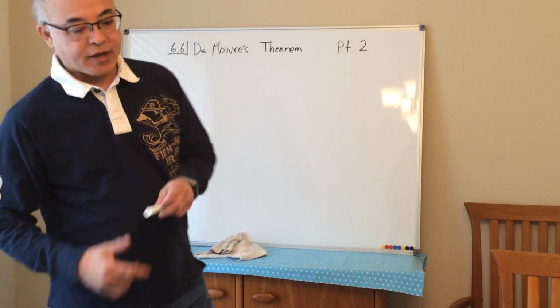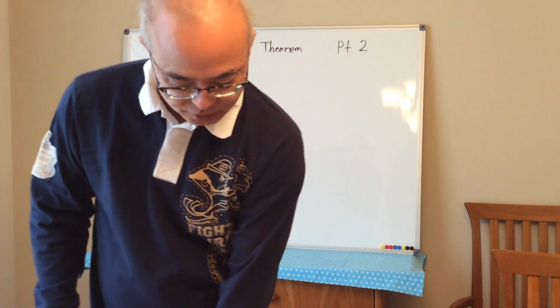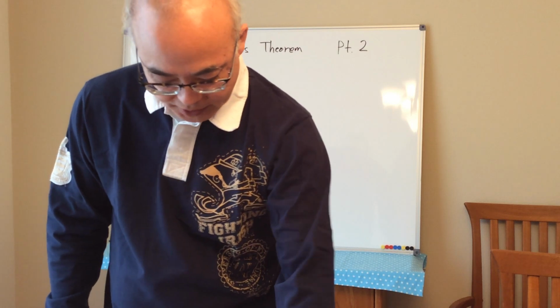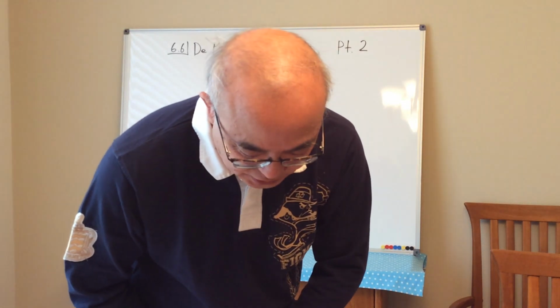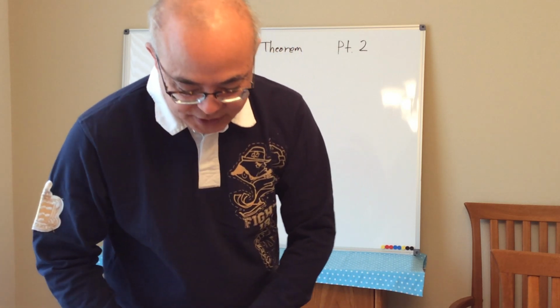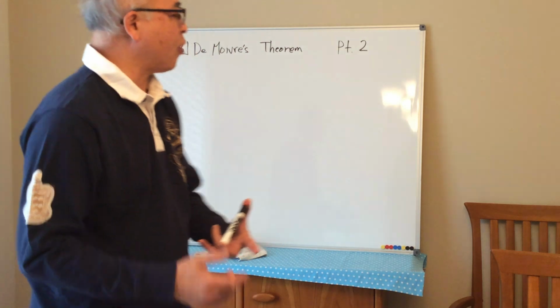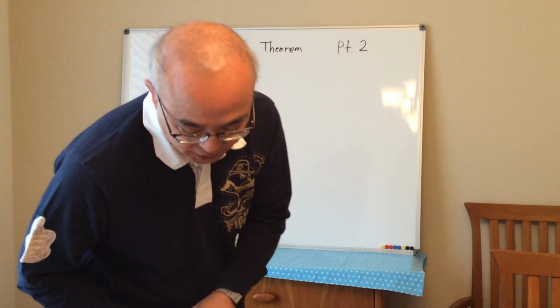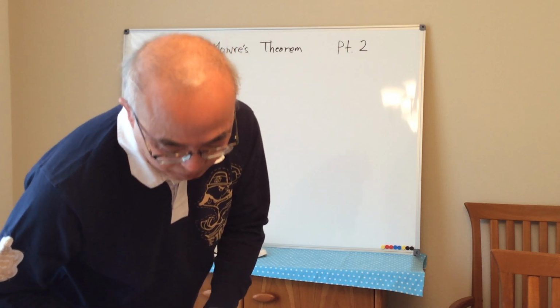Okay, so we're going to go ahead and do the second part of De Moivre's theorem today. We're going to do the nth root part. So let's look at that. We're going to go to page 508 where it says the roots of complex numbers. So basically we're going to go backwards now. In the blue box is the definition of the nth root of a complex number.